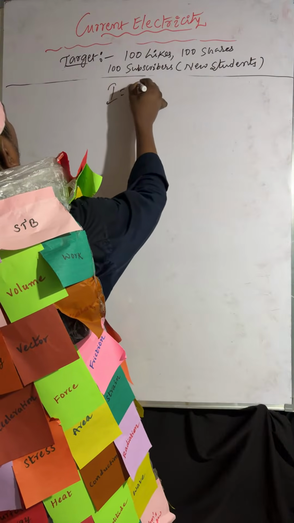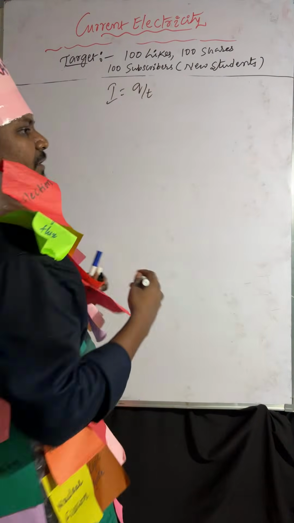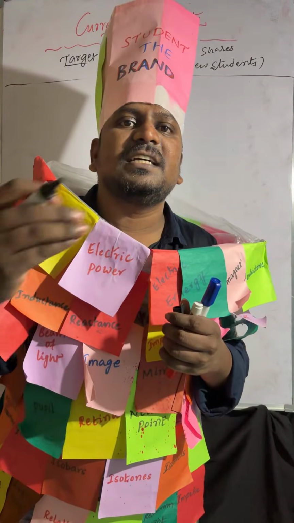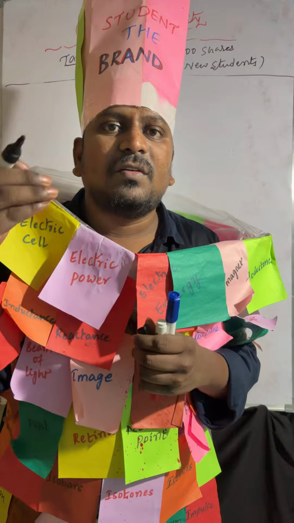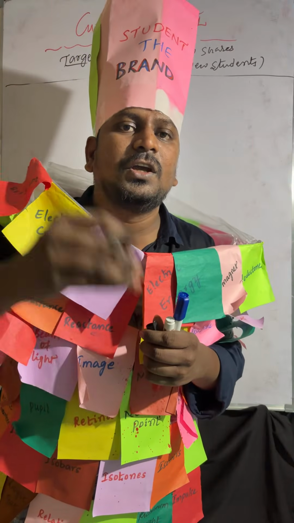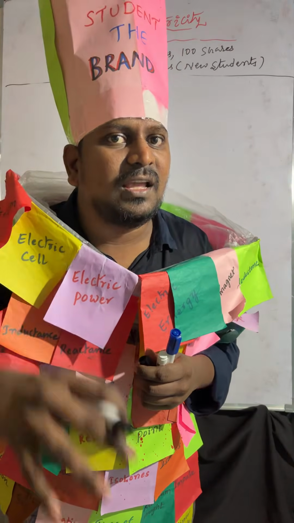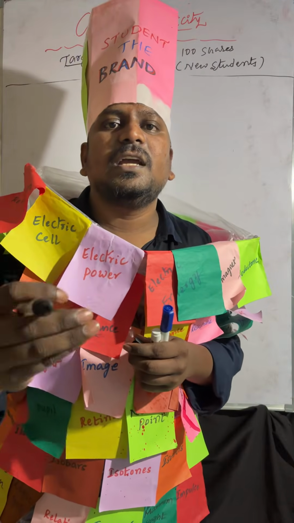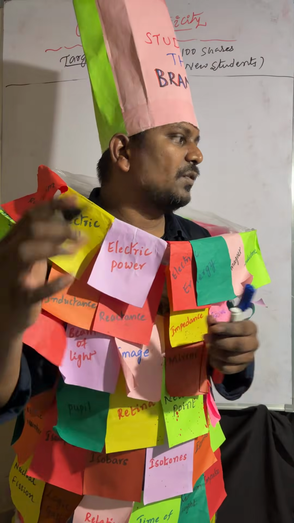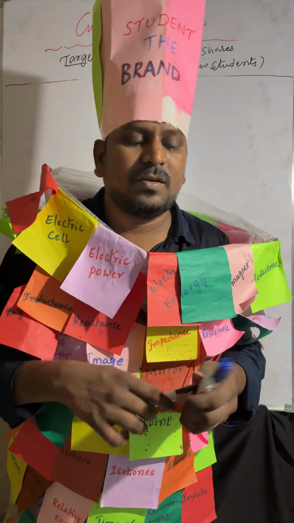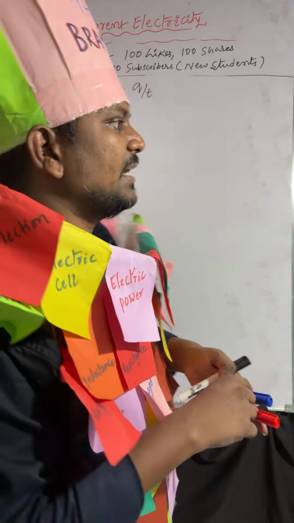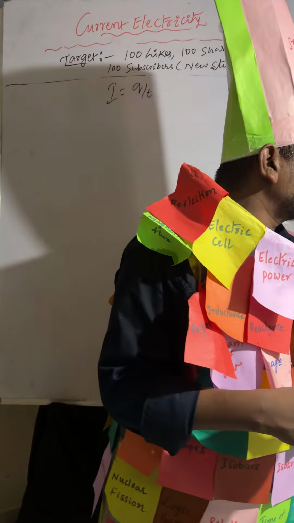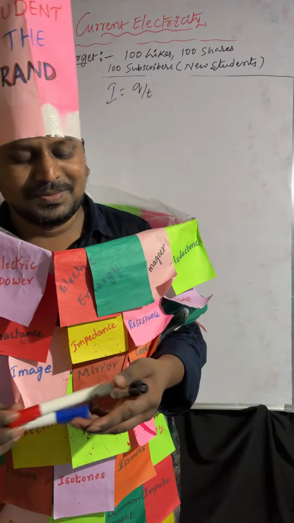Current electricity is nothing but the rate of flow of charge. So I equal to Q by T. The rate of flow of net charge through a cross-sectional area is called electric current. I equal to Q by T. Yes or no? SI unit of current is ampere. SI unit of charge is coulomb.